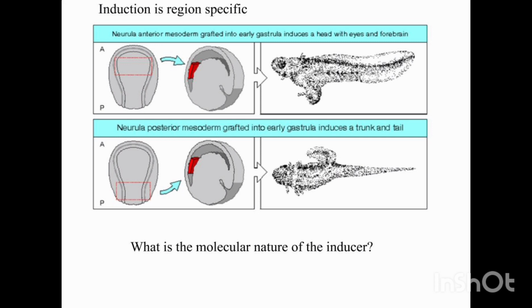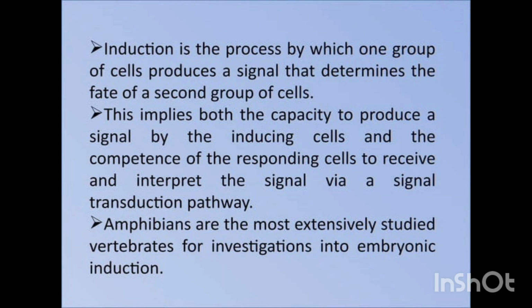It is the organizer. Induction is a process resulting from the organizer, by which one group of cells produces a signal that determines the fate of a second group of cells. This implies both the capacity to produce a signal by the inducing cells and the competence of the responding cells to receive and interpret the signal via a signal transduction pathway. Amphibians are the most extensively studied vertebrates for investigations into embryonic induction.